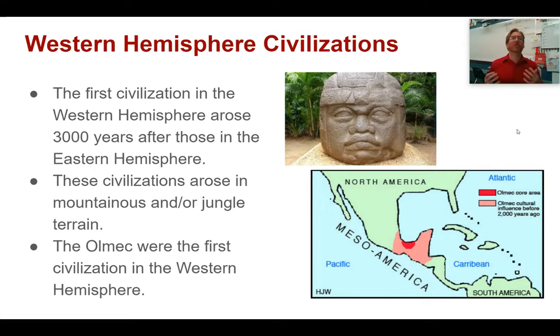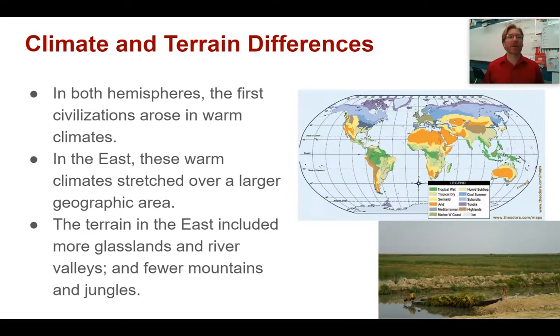Now, our Western civilizations, the first ones arose about 3,000 years later than those in the Eastern Hemisphere. So it wasn't until about 2,000 years ago that we have our first civilizations in the West. And these arise in mountainous areas, loaded with a lot of jungles, very different terrain. This first civilization, by the way, was the Olmec. They're the precursors of the Toltec and eventually the Maya, all in that Mesoamerica area.